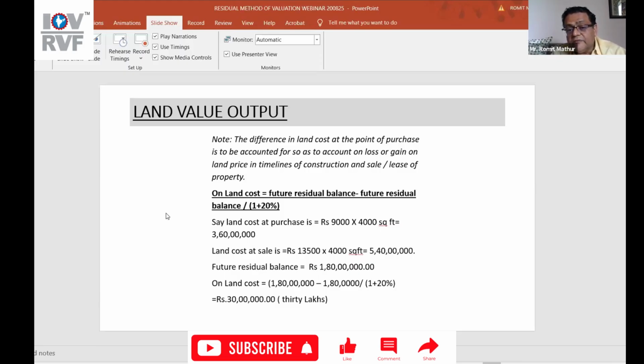So future, what is the residual valuation? It is 180 lakh minus 180 divided by 1 plus 20%. This is the balance he has taken. So that means 30 lakhs. So that means there might be a 30 lakh rupees increase in the value of land by the time the project is completed.